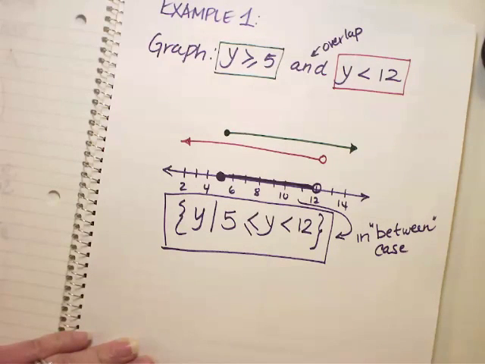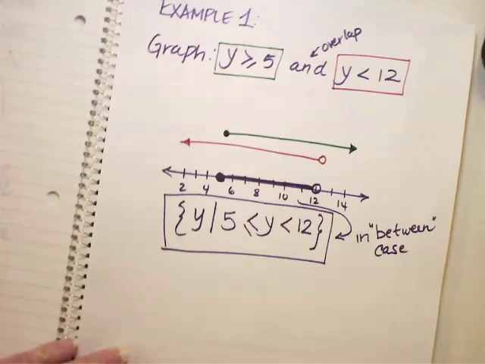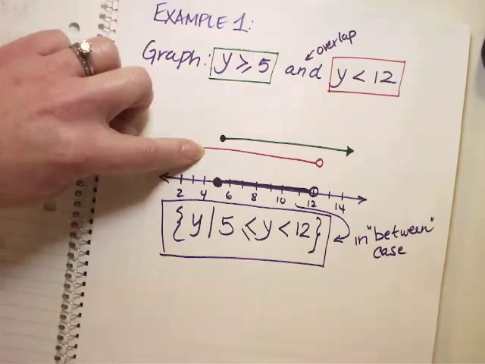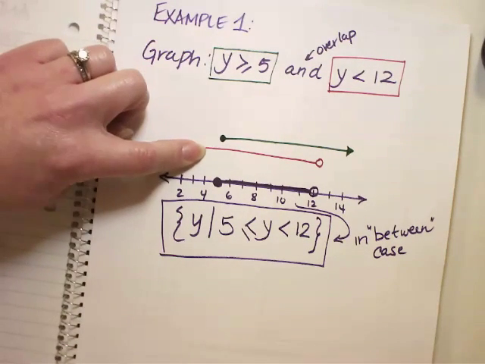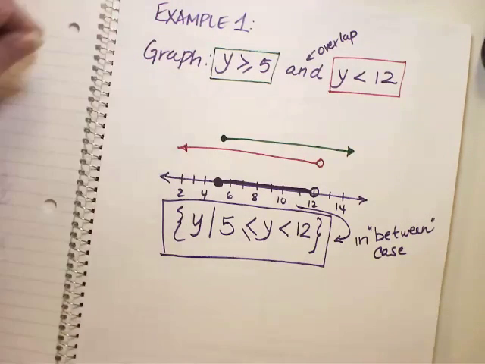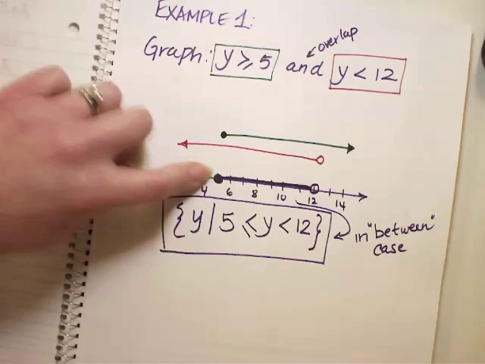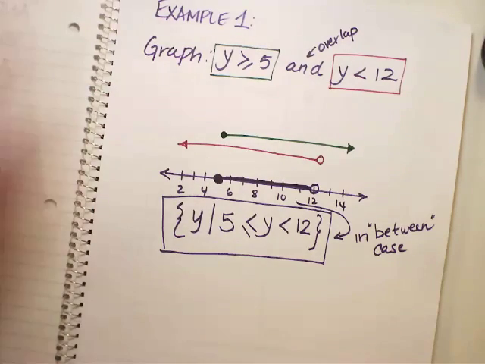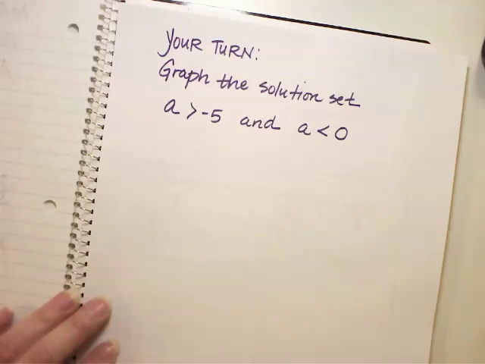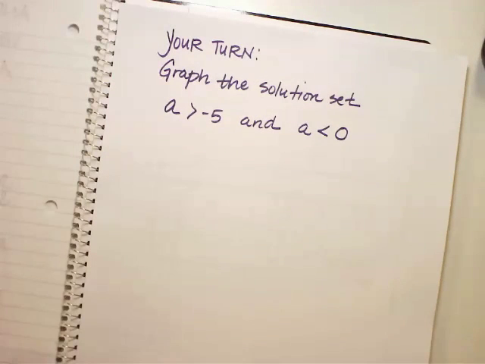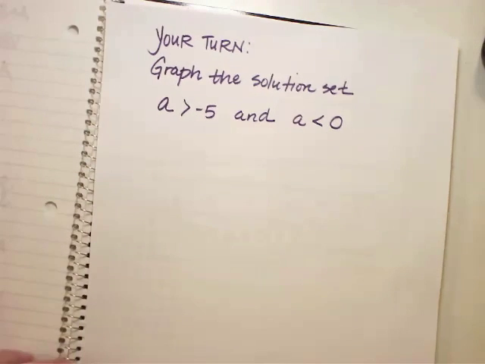Okay, so it's your turn. My suggestion would be use different colors so you can visually see where the two number lines overlap each other. Okay, and then on your number line, you're going to actually have your final answer. Okay, so give this a try. This is your turn. Go ahead and graph the solution set for a is greater than -5 and a is less than 0. Okay, you can pause here and give that a try.